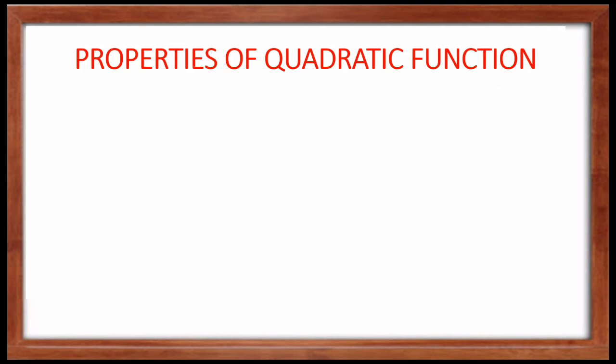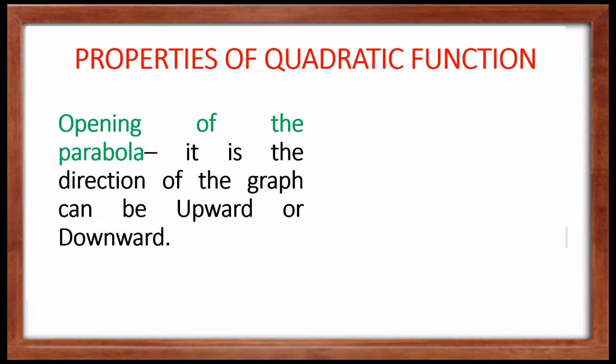And the third property of quadratic function is what we call as the opening of the parabola. It is the direction of the graph can be upward or downward. Pwedeng pataas o pwedeng pababa ang position ng ating parabola. Okay, ito ang ating opening of the parabola, upward and downward.